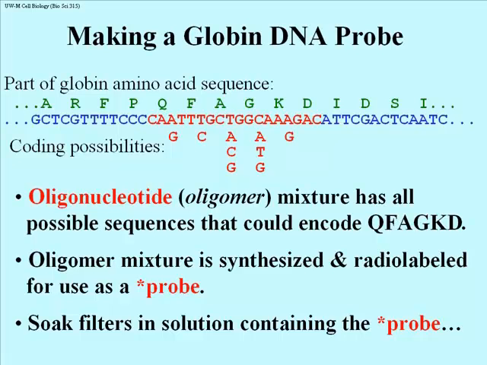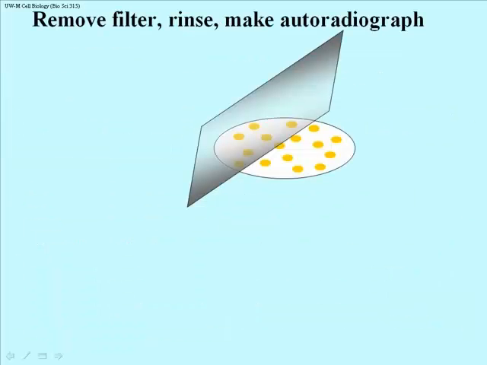So we made this mixture and we made it radioactive. There's a way you make it radioactive. So that's our probe. It's a mixed probe. And when we soaked our filters in solution containing the probe, several of these colonies in several of these replica filters turned out to contain Globin genes. Let's look at what happens.